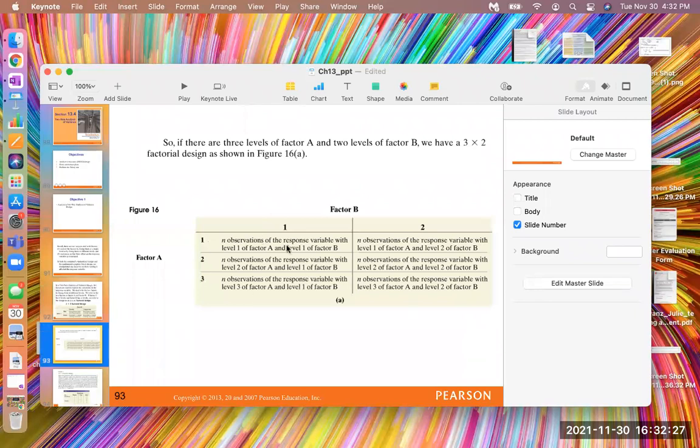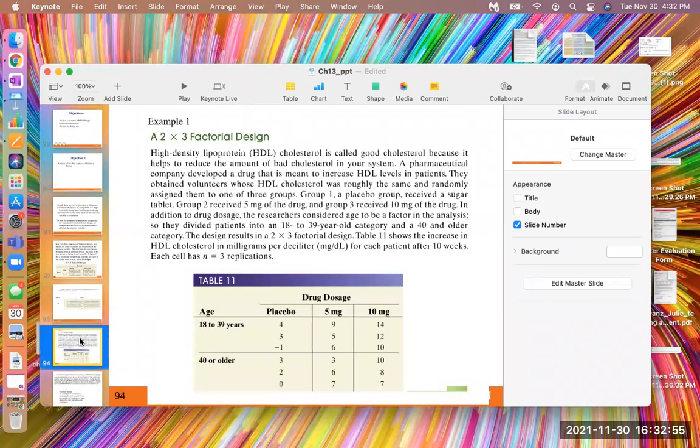And if there were more levels of factor A, then they would be matched with multiple levels of factor B as well. Usually they like to talk about factor A being the rows, and B being the columns. So this is an example of a 2x3 factorial design.